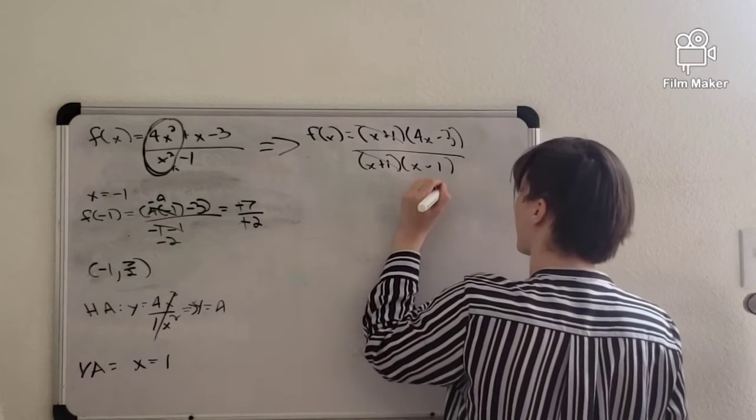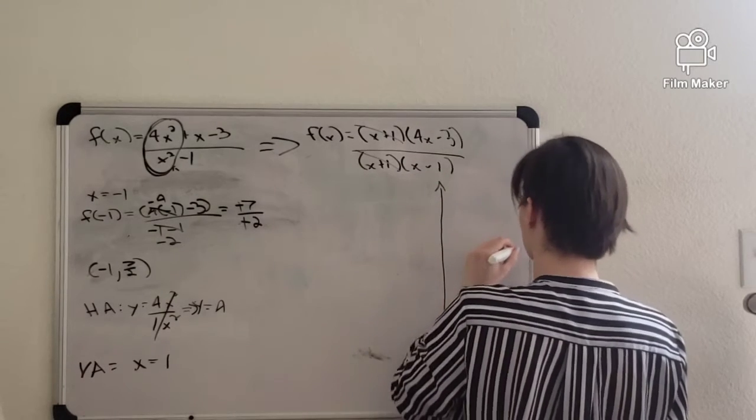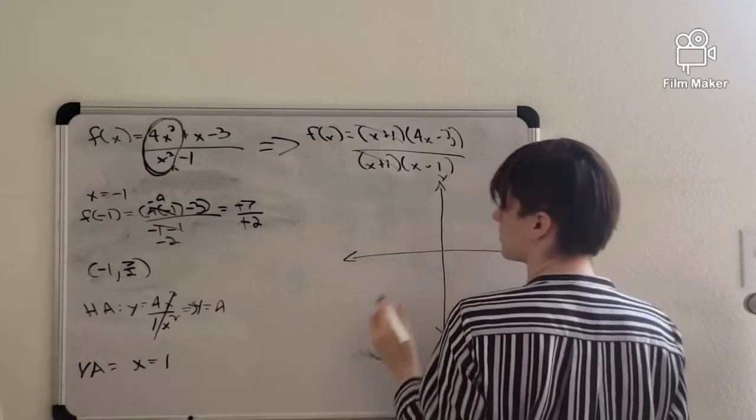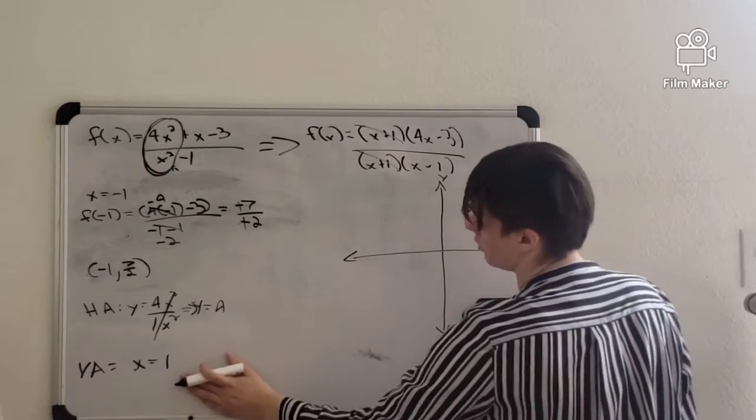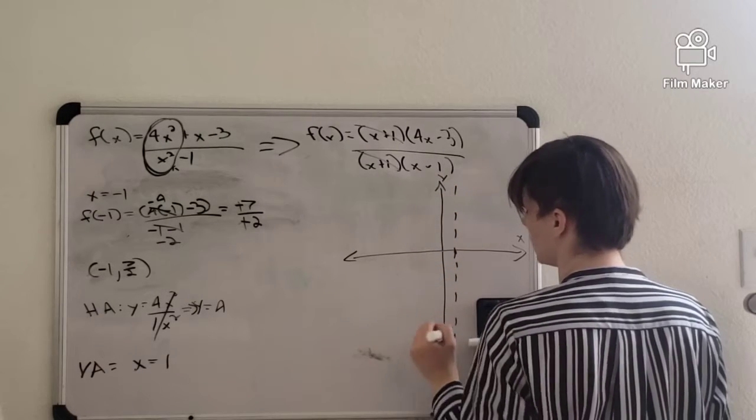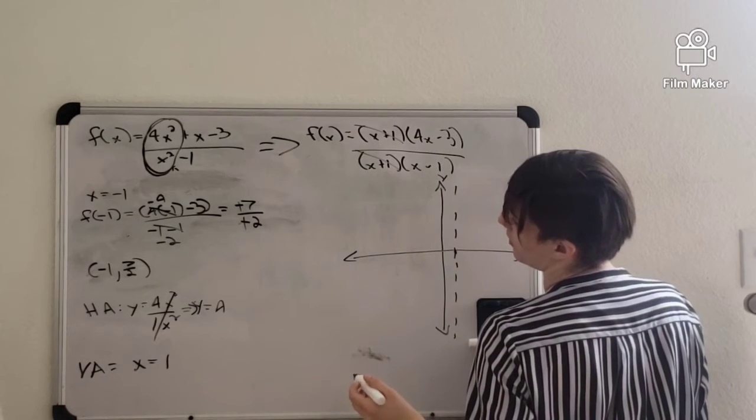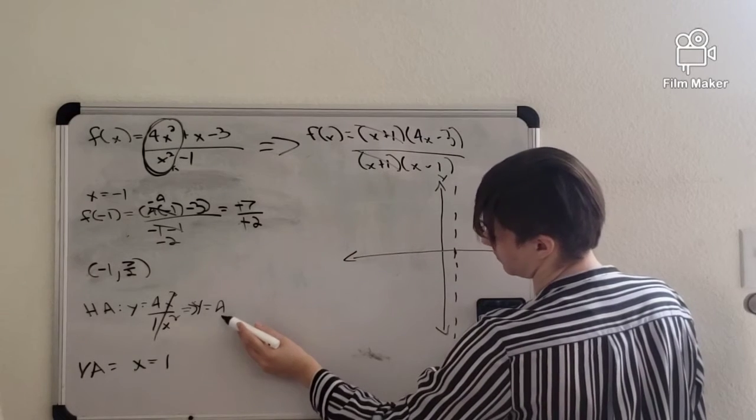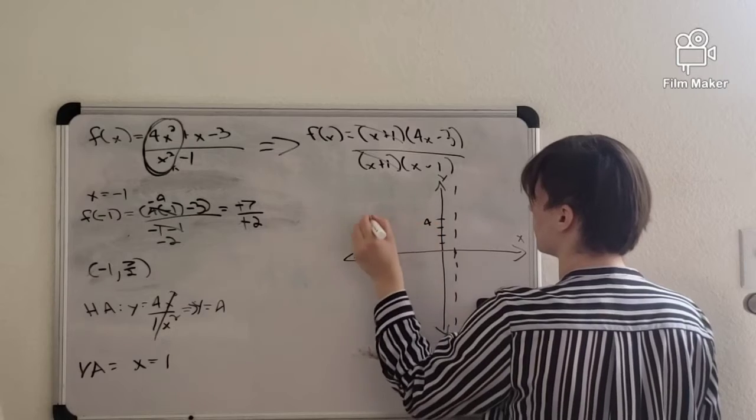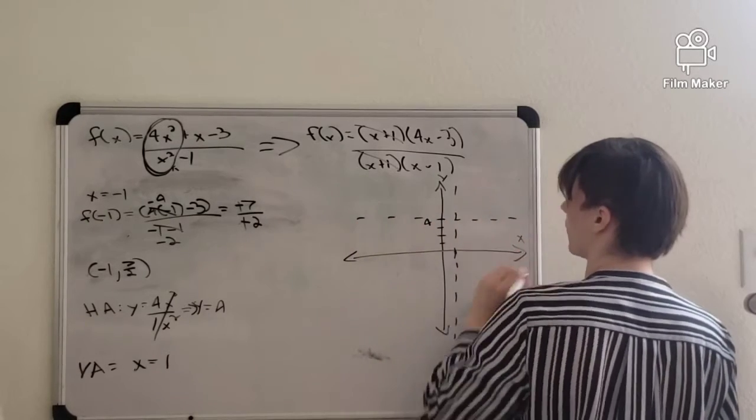Now we're going to make a graph to show this. Y, x, vertical asymptote, x equals 1. That's 1. And then our horizontal asymptote is y equals 4. 1, 2, 3, 4. And then you're making your asymptote.